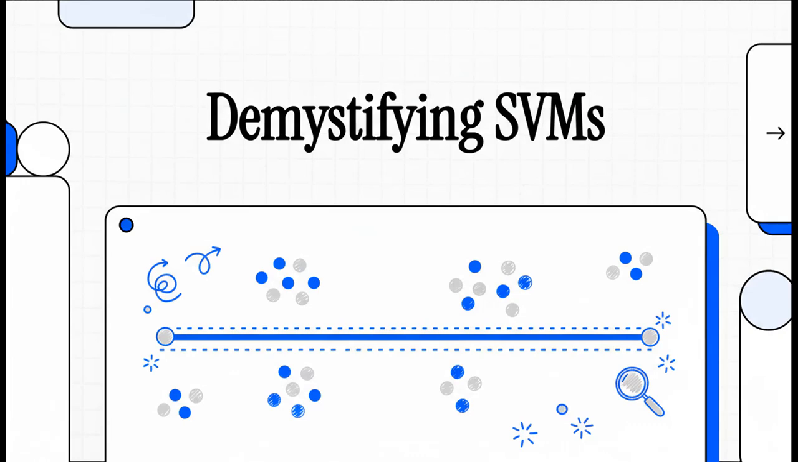Hello and welcome. Today we are diving into one of the coolest and most elegant algorithms out there in machine learning, the support vector machine, or SVM. If you've ever wondered how a machine learns to find the absolute best way to separate different groups of things, well, you are in exactly the right place.